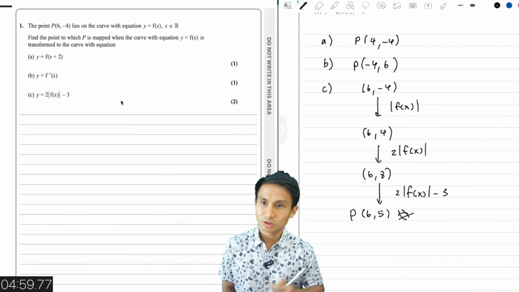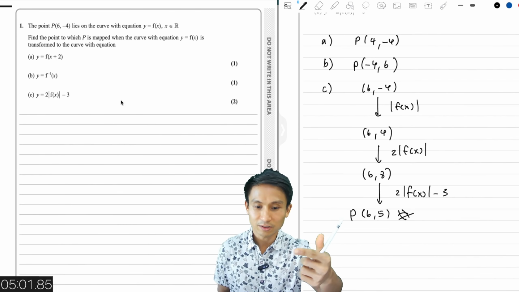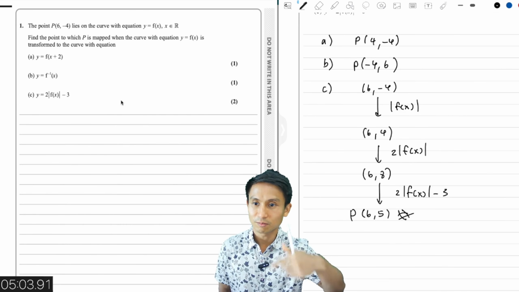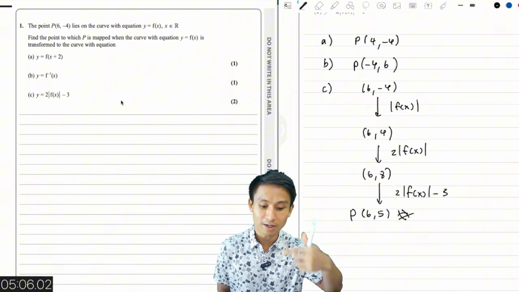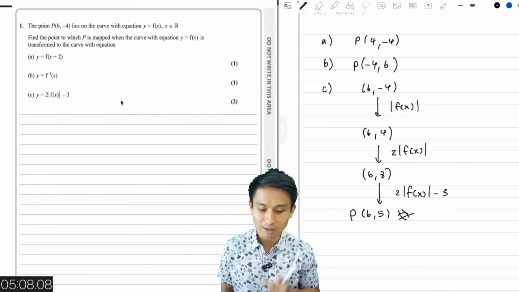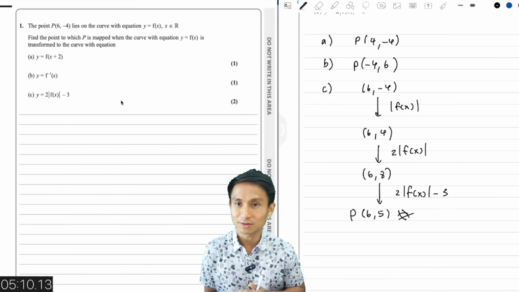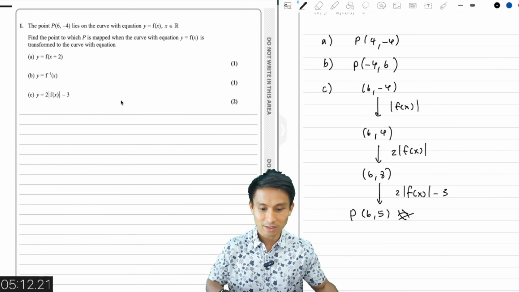Okay? So take the absolute sign of minus 4, becomes 4, 6. Multiplied by 2, 6, 8. And minus it by 3 becomes 6, 5. So that's the answer there. Alright, so I think I'm good with number 1.